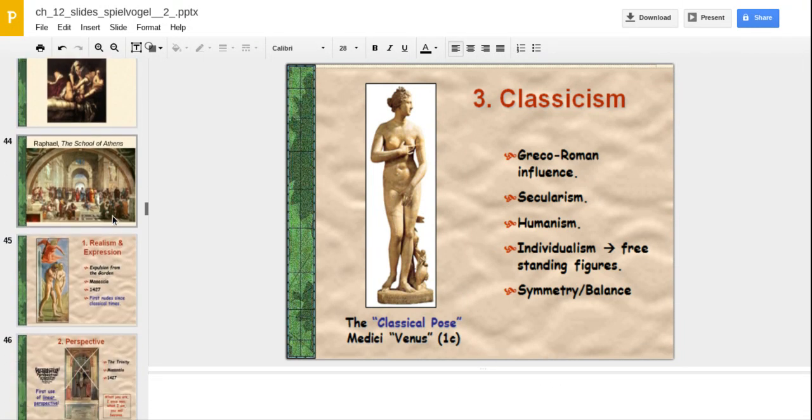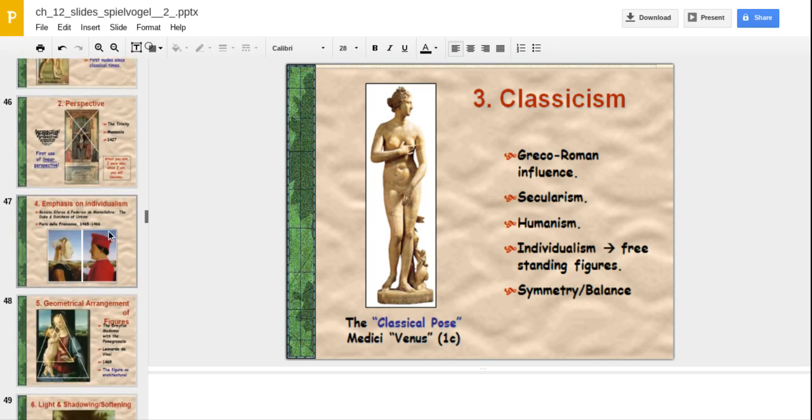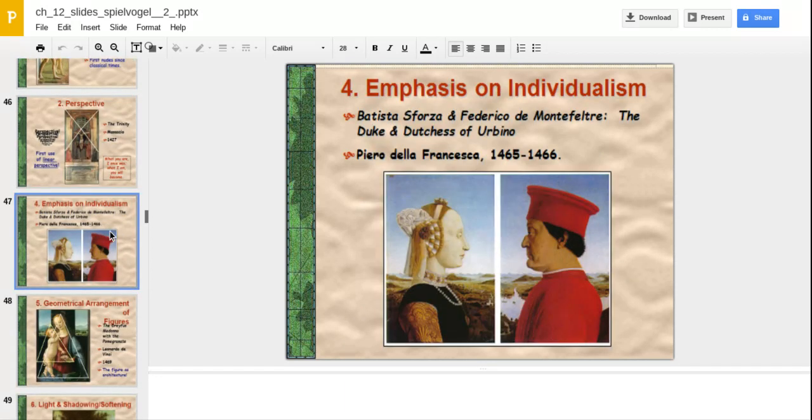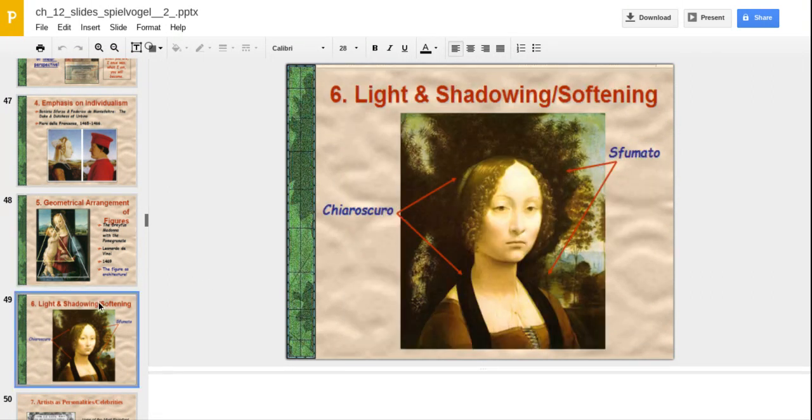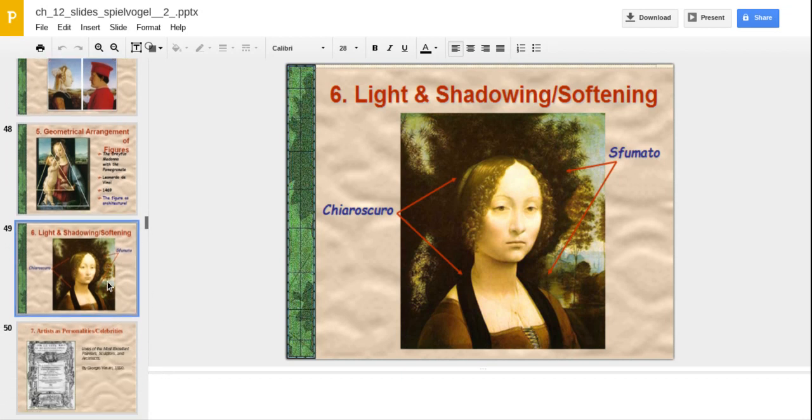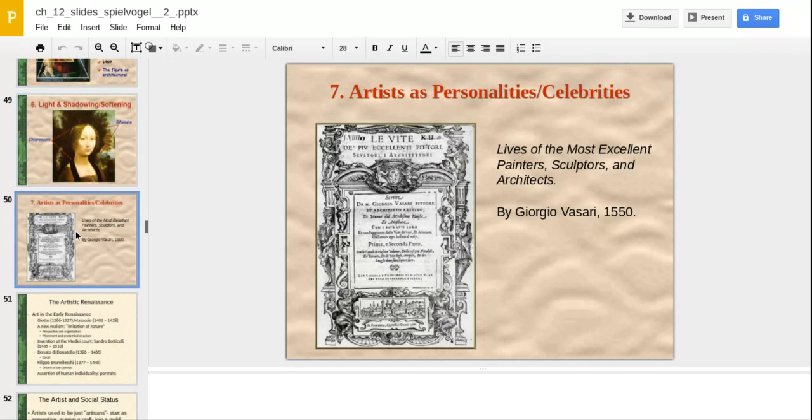Where are we? Okay. So number 4, emphasis on individualism. Again, you saw this unique ruling of these people here. You also get geometrical arrangement of the figures. So there's math involved in the paintings. You get light and shadowing used for a purpose. And these artists become celebrities. They become the rock stars of their time.